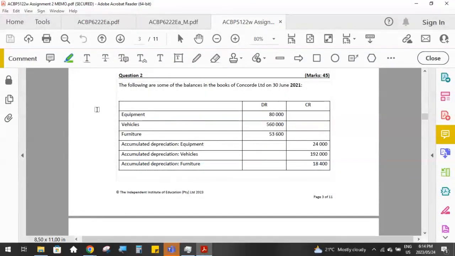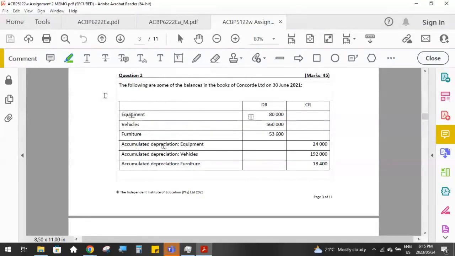All right, so this is a question for 45 marks. The following are some of the balances in the books of Concord Limited as at the 30th of June 2021. So that is their year-end date, 30th of June. So the balances that they've given us are all balances regarding their fixed assets or non-current assets, as we call them.